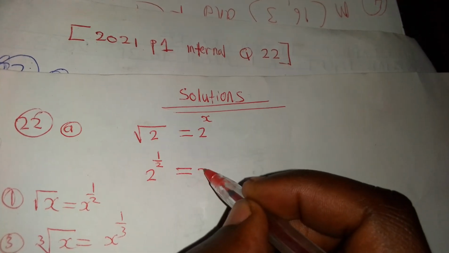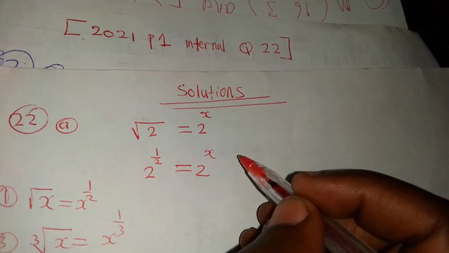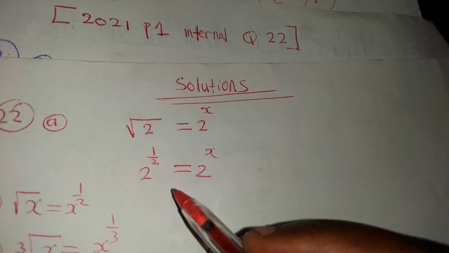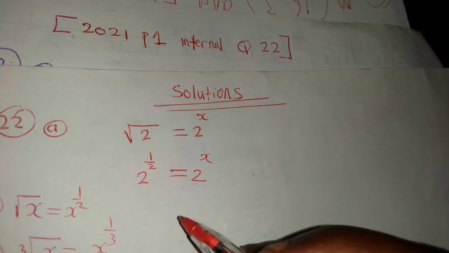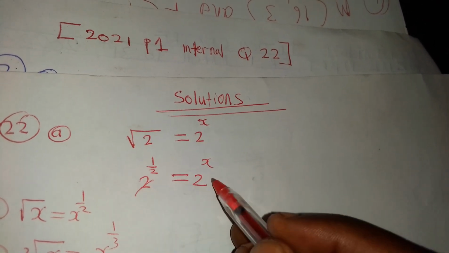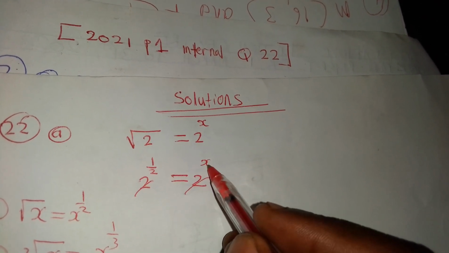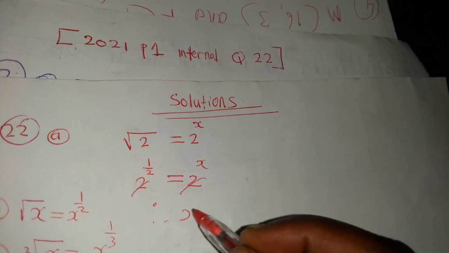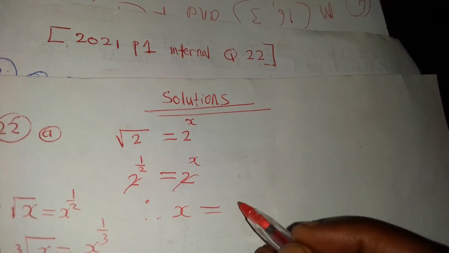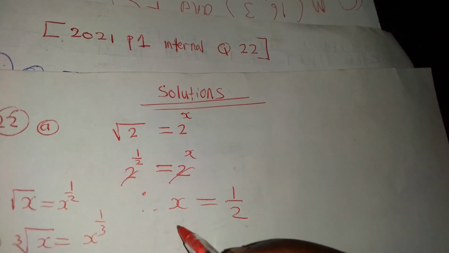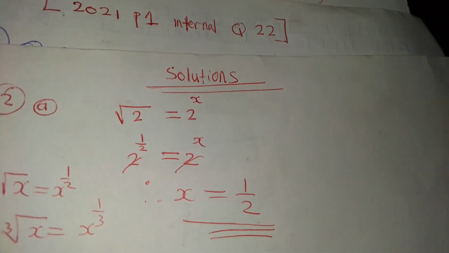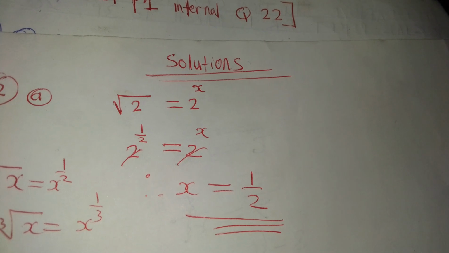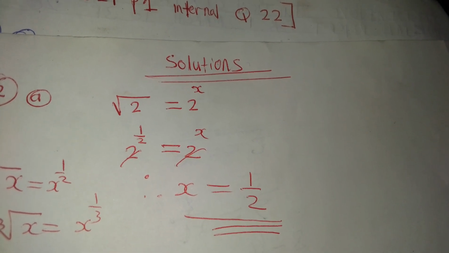Then we equate to 2 power what? X. Now, these bases are the same. When the bases are the same, it means the powers are what? Are equal. So we can simply cancel the bases. You see, we have x equals what? 1 over 2. So I'll say, therefore, x is equal to 1 over 2. That's all. We are done solving. So it was easy to solve this question. Now, we are going to look at question 22B.